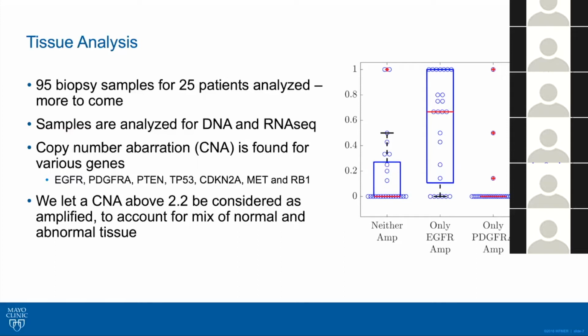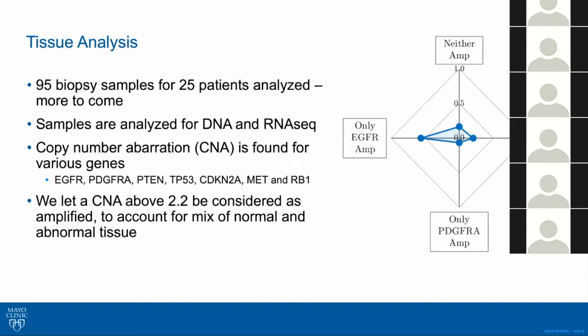We see a spread. We see some biopsies that have neither EGFR or PDGFR amplified, some that are only EGFR amplified, a few that only have PDGFR, and some that have both. So we let a copy number aberration of above 2.2 be considered amplified in this example you'll see here. There's some debate about what that threshold should be, depending on the mix of normal tissue and tumor tissue in the samples. We've chosen a pretty low threshold to make sure that we're really detecting anything that is amplified in our biopsies.